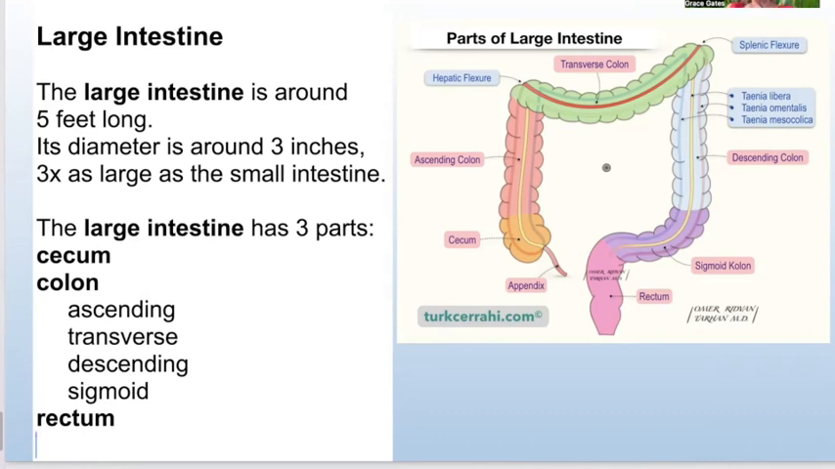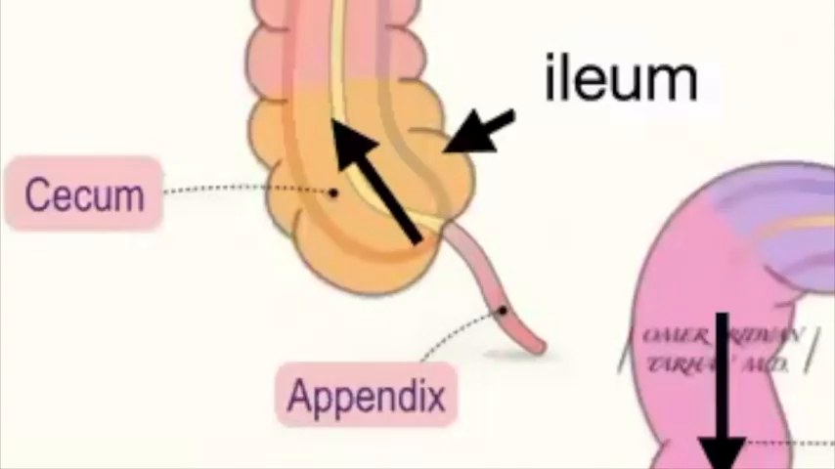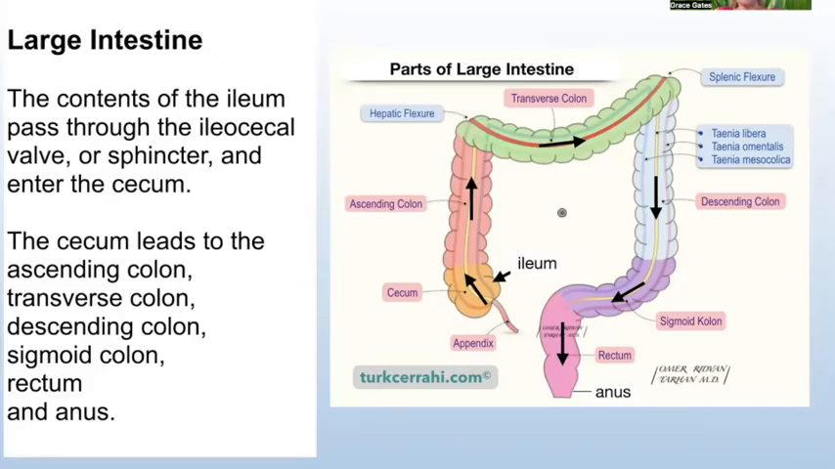The colon has an ascending, transverse, descending, and sigmoid part. The contents of the ileum pass through the ileocecal valve or sphincter and enter the cecum. The ileocecal valve is usually called the ileocecal valve rather than the sphincter. This is in contrast to the pyloric sphincter, which is called the pyloric sphincter and not the valve. So the cecum leads to the ascending colon, transverse colon, descending colon, sigmoid colon, rectum, and anus.